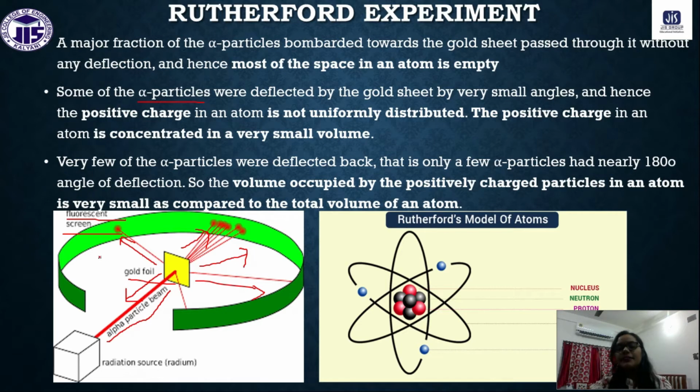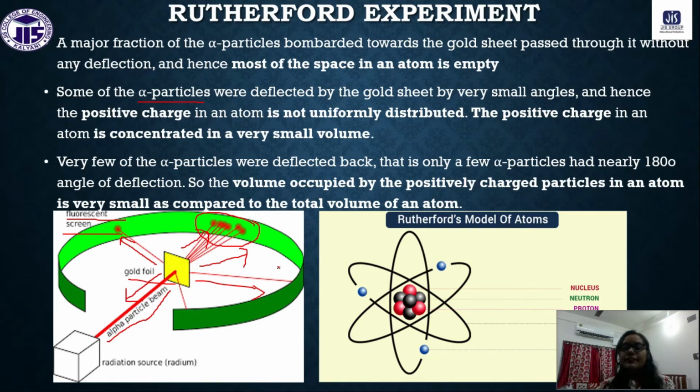And from his experiment, there are some conclusions that we can indicate. Almost all the alpha particles go straight through the gold foil, which means the maximum space of the atom is vacant. That's why the alpha particles can pass straight through the gold foil without deflection.